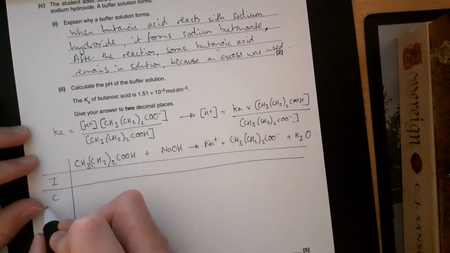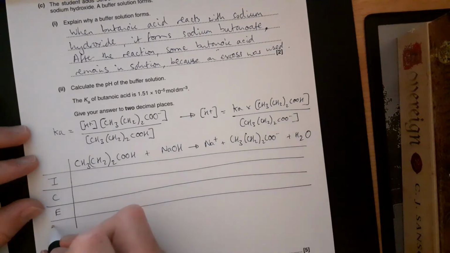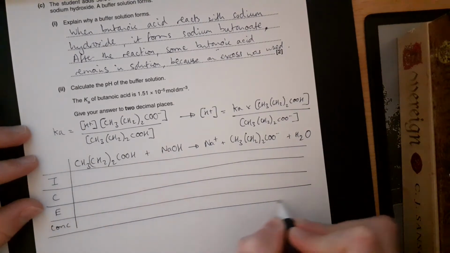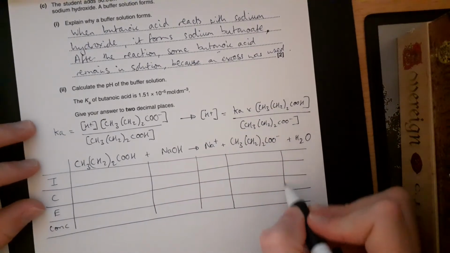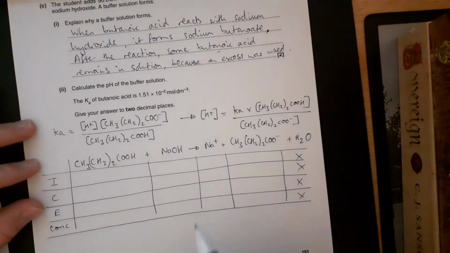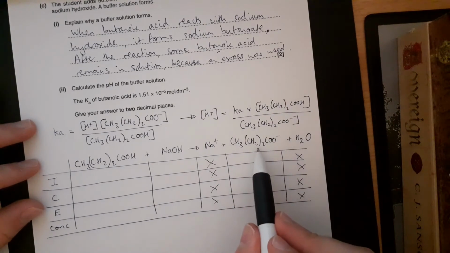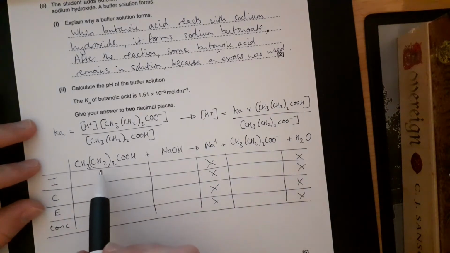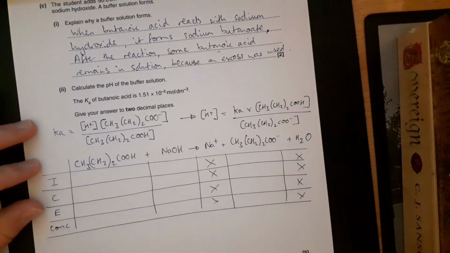Try and actually leave myself enough room to finish the calculation this time. Got a bit squidged in the previous video. Right, let's put this in here. We're not going to bother about the water. It's not going to be relevant to our Ka expression. We're not going to bother with the sodium ions. That's not relevant either. We're interested in the butanoate ions, and we're interested in the butanoic acid. And we are also interested in the sodium hydroxide because we need that to get us started. So we need to work out the initial numbers of moles.